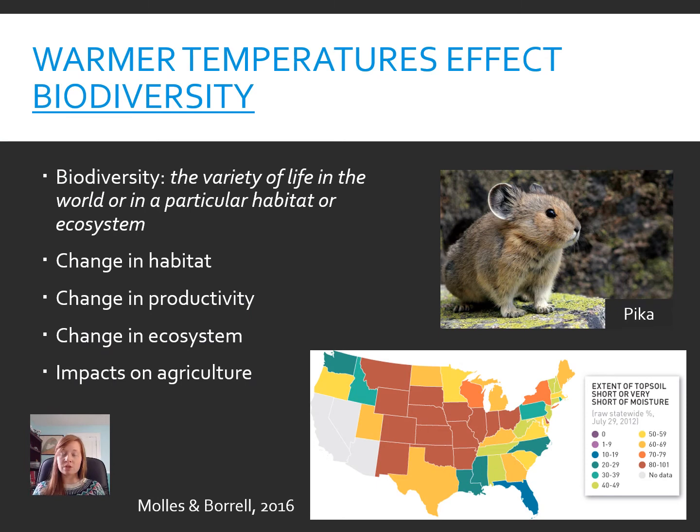Warmer temperatures don't just affect the oceans and sea ice. They also affect all of the animals and plants that live in all of the habitats around the world. What we call this is biodiversity. That is the variety of life in the world or in a particular habitat or ecosystem. If you change that habitat, you change the way that it functions. You change its ability to be productive. You change the entire ecosystem makeup, which changes the food chain. And that also impacts agriculture in the United States and everywhere around the world.